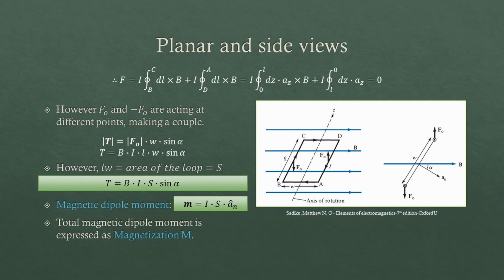Okay, moving to planar and side views. In this planar and side view, AB and CD here are parallel, so they contribute 0 to the force. We can integrate then AD and BC in the previous equation. So this is the force that keeps the coil rotating.